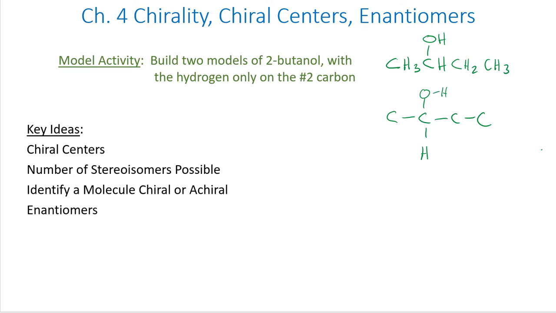In this session, we're going to talk about the idea and definition of chirality. We're going to talk about chiral centers, the number of stereoisomers that are theoretically possible, which is a function of how many chiral centers there are, how to identify a molecule as being chiral or achiral, and the concept of enantiomers. And for this activity, it'll be helpful to have two models of 2-butanol, which has this structural formula.